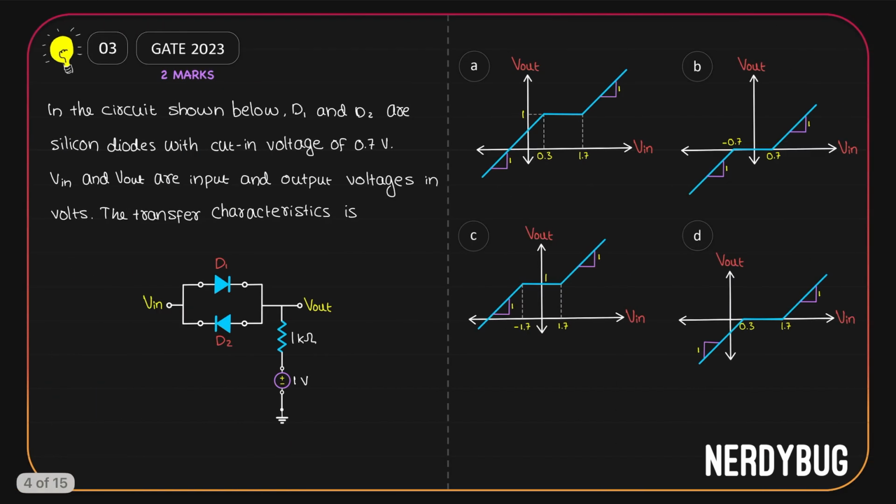Let's see the next problem. We have a circuit given. D1 and D2 are silicon diodes. They have a cut-in voltage of 0.7 volt. V in and V out are the input and output voltages in volts. What we have to find out is the transfer characteristics. We also have 4 options.